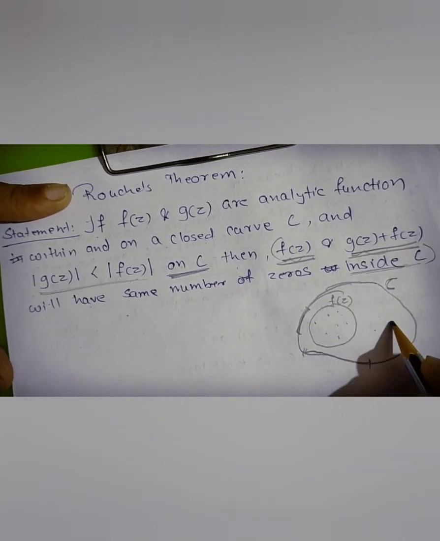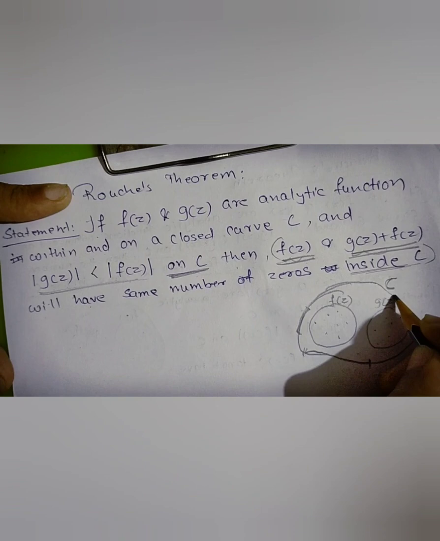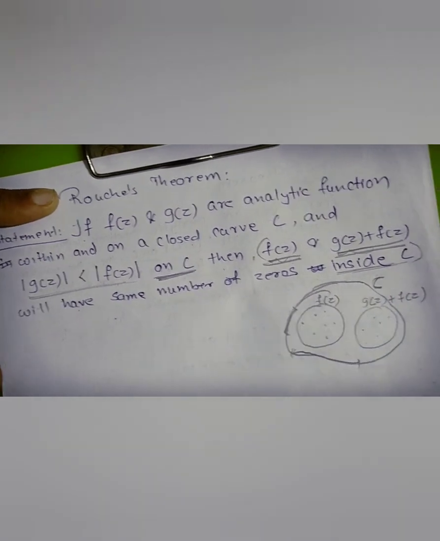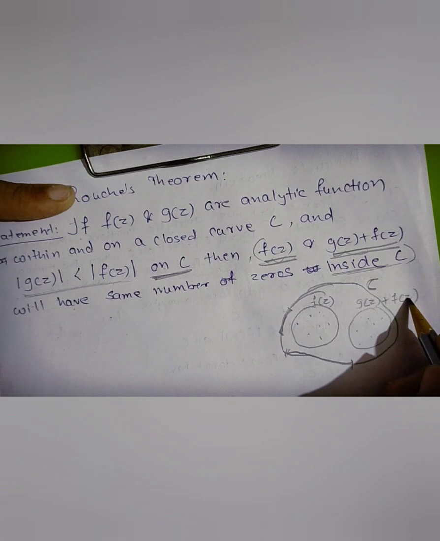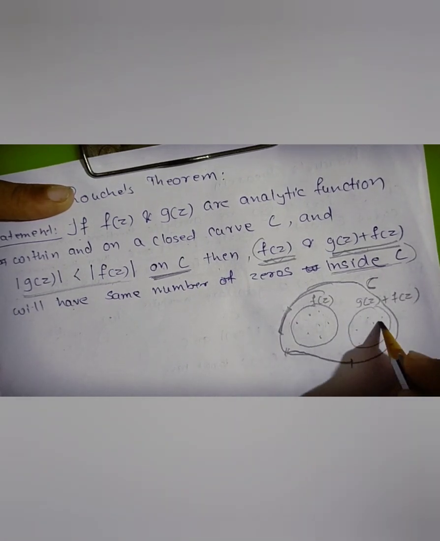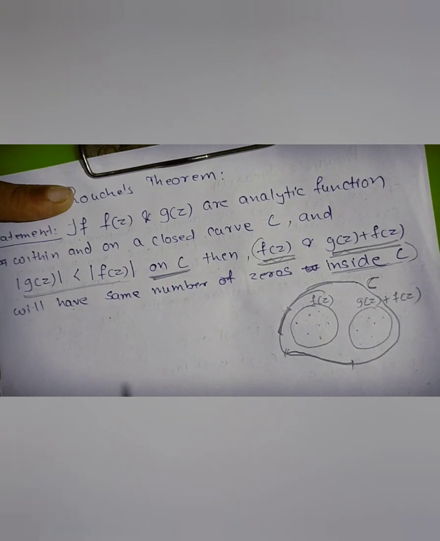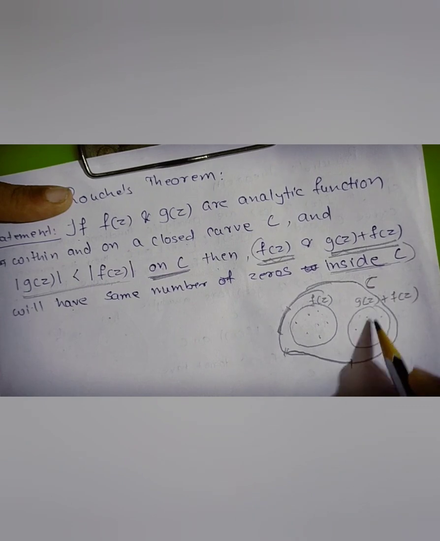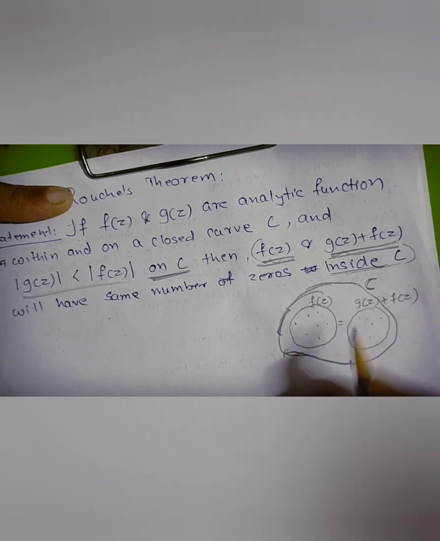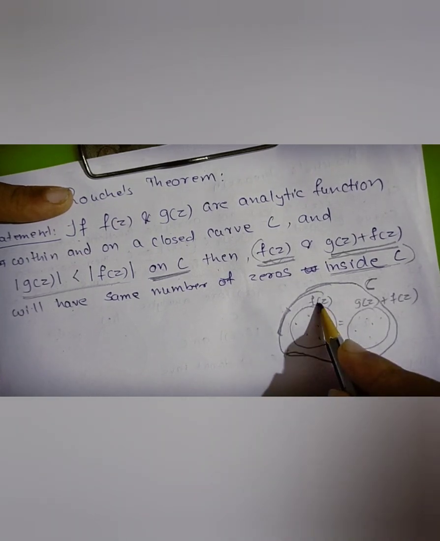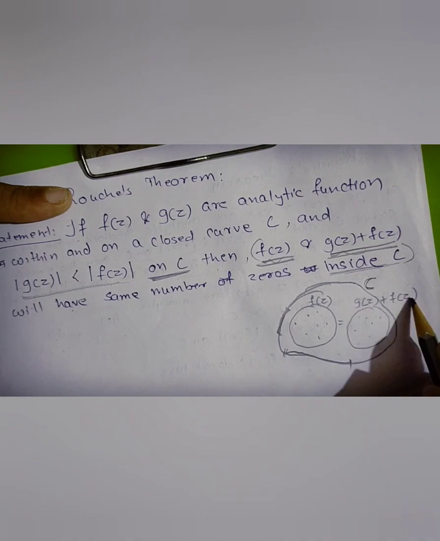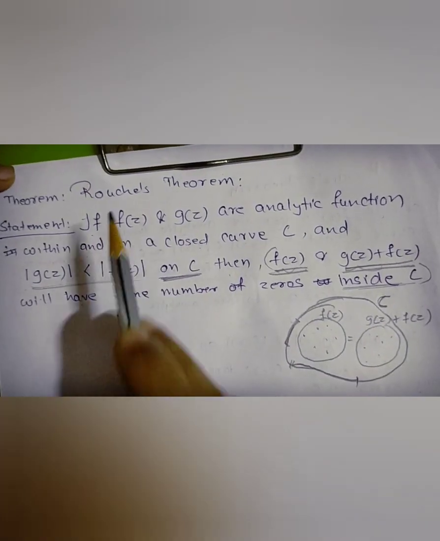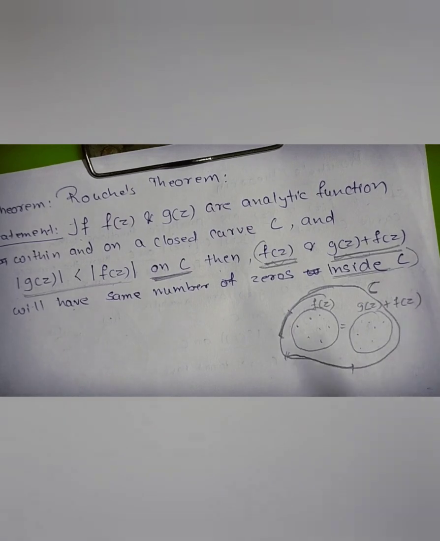Similarly, if I pick some values inside this closed curve for g(z) plus f(z), such that when I put these values in this function it gives me 0, those values are called zeros of this function. Then the number of zeros I collected for f(z) and the number of zeros I collected for g(z) plus f(z) will be the same. So if I pick 10 zeros for this function, I will have exactly 10 zeros for this function as well. That's what Rouche's theorem states, and that's what we are going to prove in today's video.